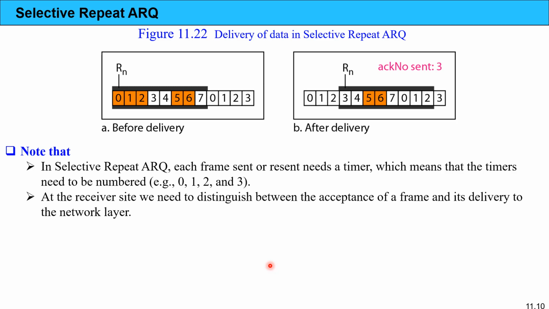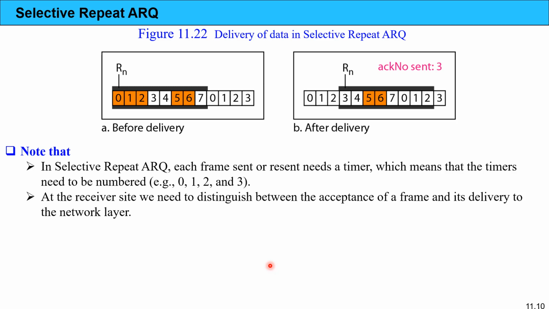At the receiver side, we need to distinguish between the acceptance of the frame and delivery to the network layer. This is what I said: I can receive the frames out of order inside my window. Once it's inside my window, I can receive it out of order, but I will not deliver it until I receive it in order. And this here is the delivery.